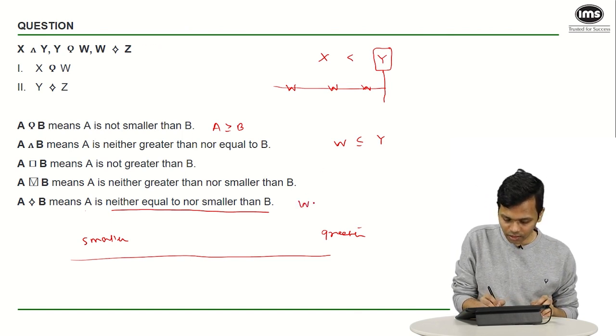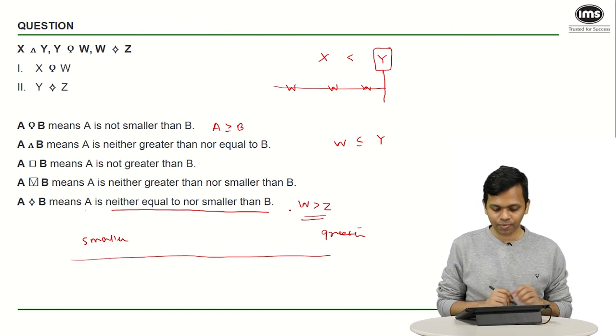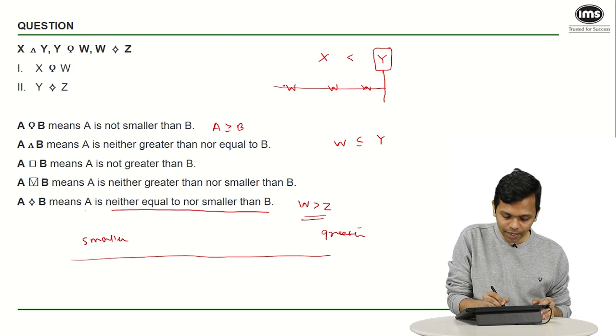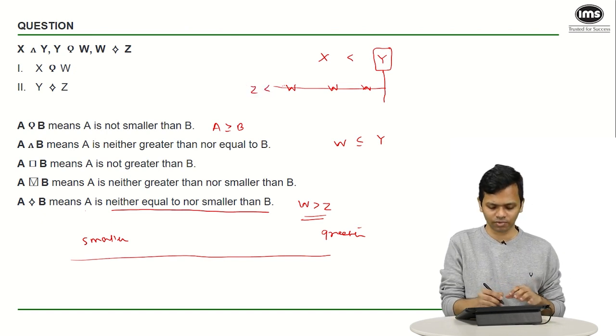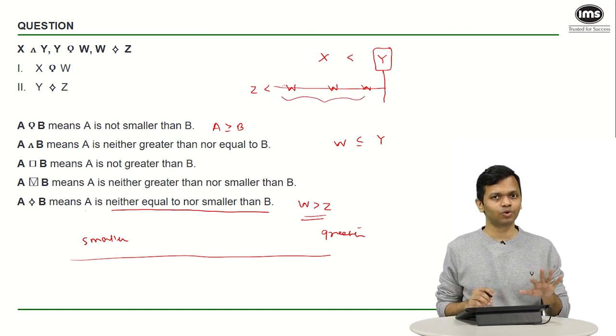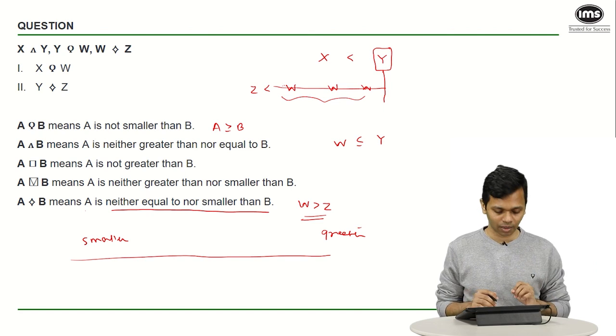So let me write it here. W greater than Z. So wherever you have W, we still don't know where it is. Compared to that, Z is going to be less than that. Okay, so I've just written it here because I don't know where W is. W could be anywhere, but Z is lower than W.